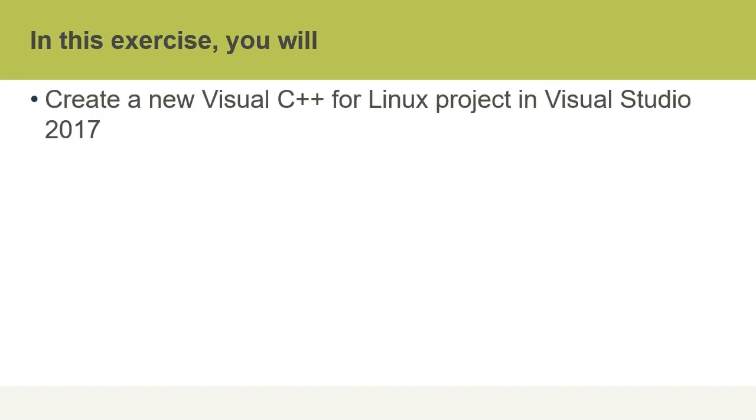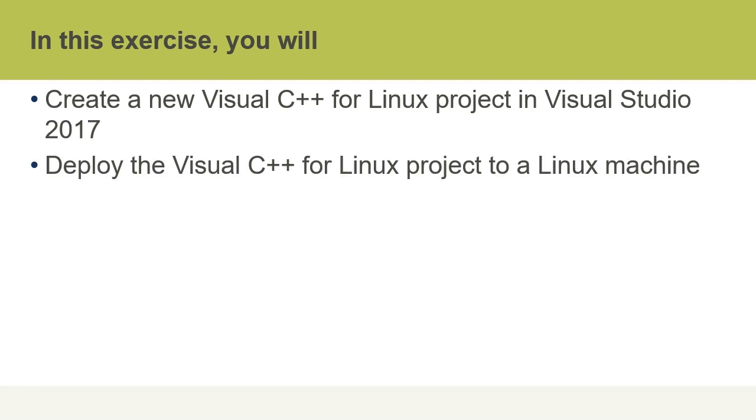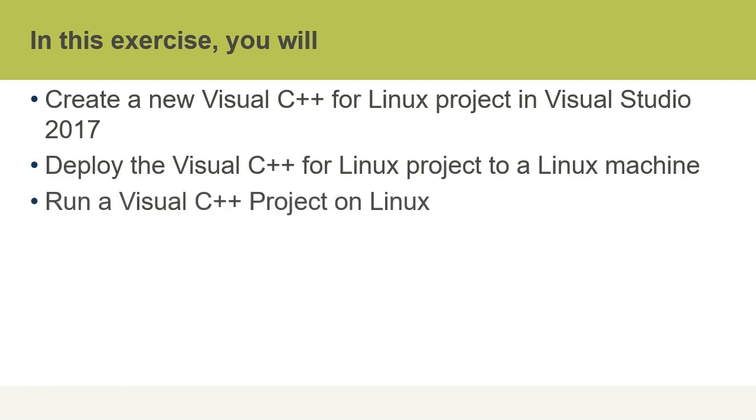So in this exercise, we'll try out some of the new features in Visual Studio 2017. We'll create a new Visual C++ application for Linux in Visual Studio 2017. We'll also deploy that application to a Linux machine, as well as run the project on Linux. Now pause the video and perform the exercise. And when you come back, we'll go through a sample solution.